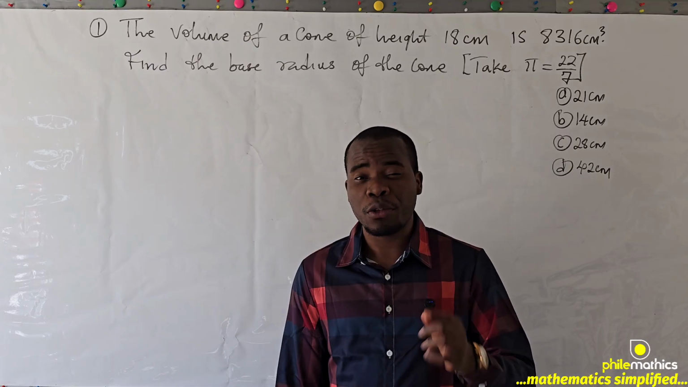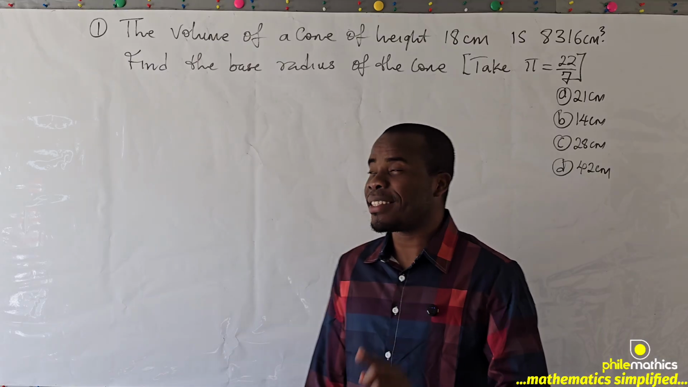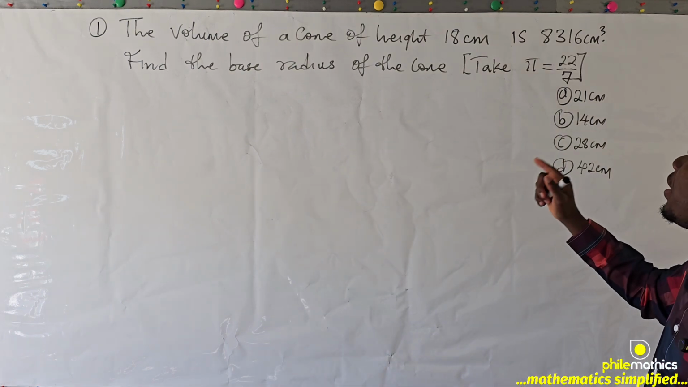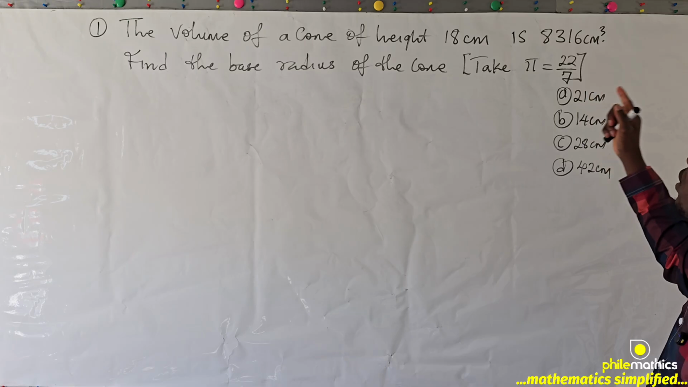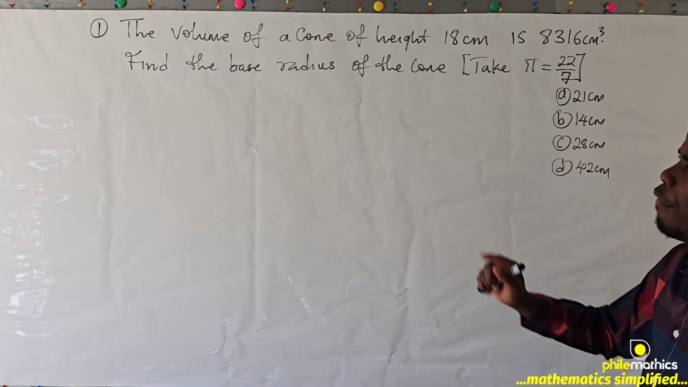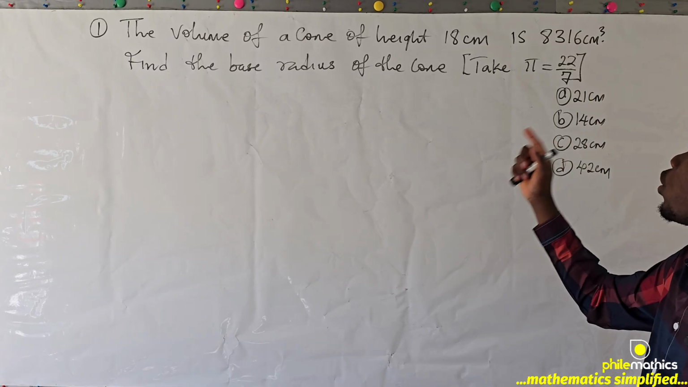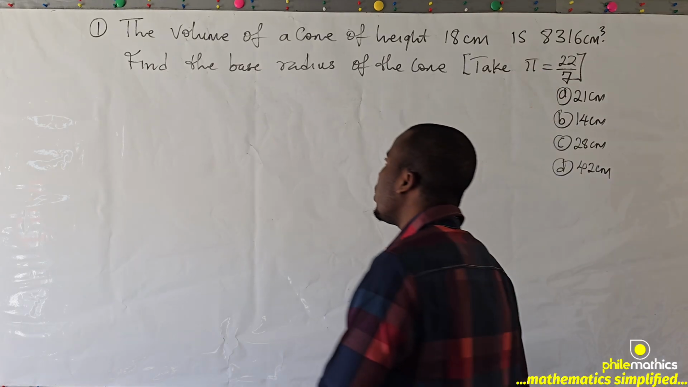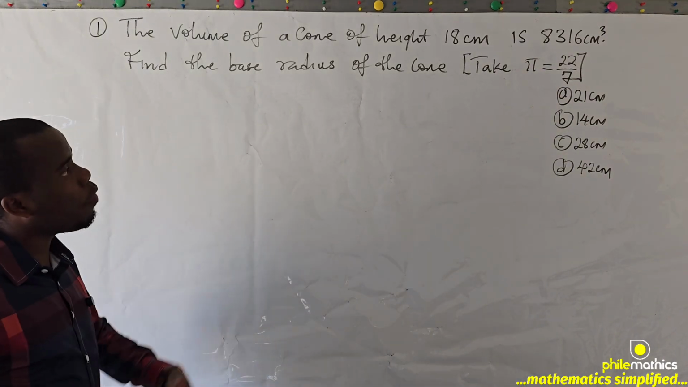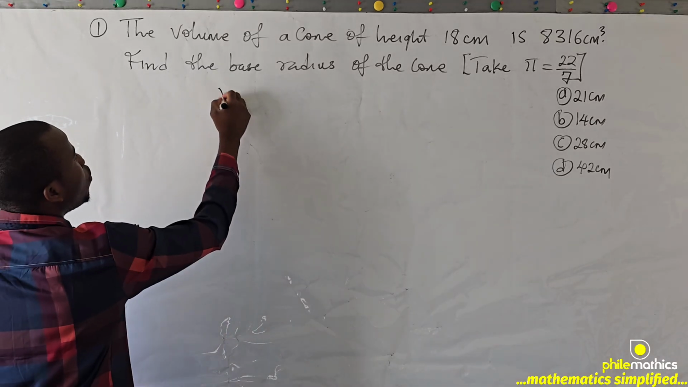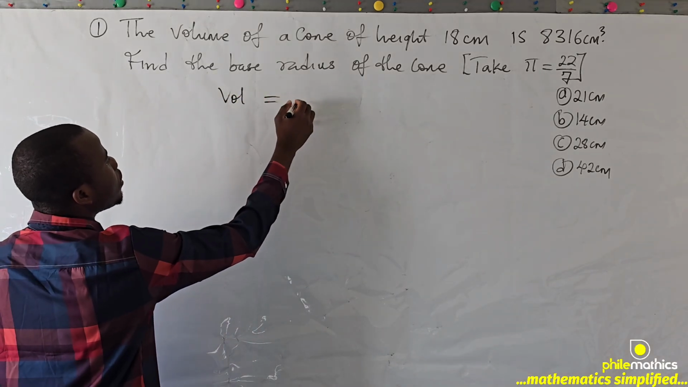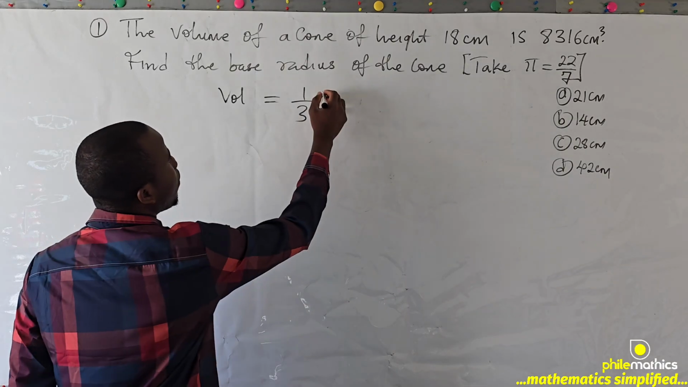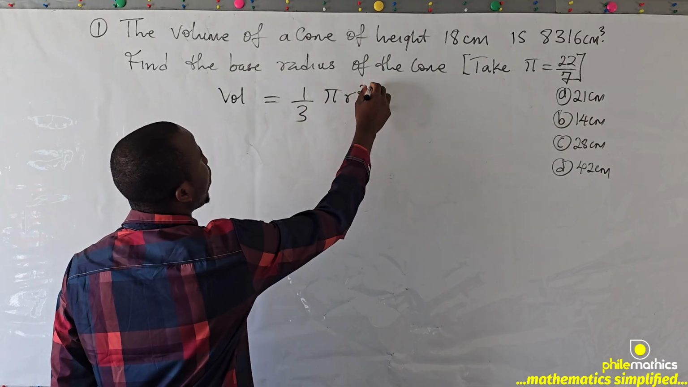So the first question of 2025 WAEC OBJ says, the volume of a cone of height 18 cm is 8,316 centimeter cube. Find the base radius of the cone. Take pi to be 22 over 7. You want to remind yourself what the volume of a cone is. The volume of a cone is given as 1 over 3 the area of a cylinder, pi r square h.